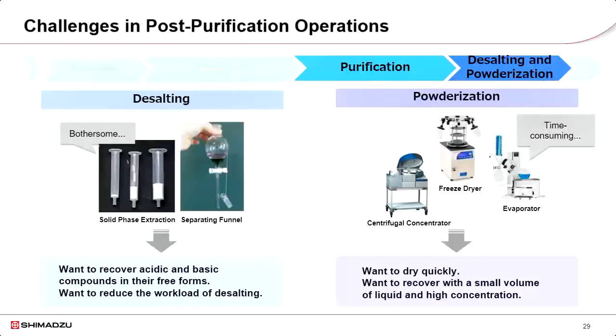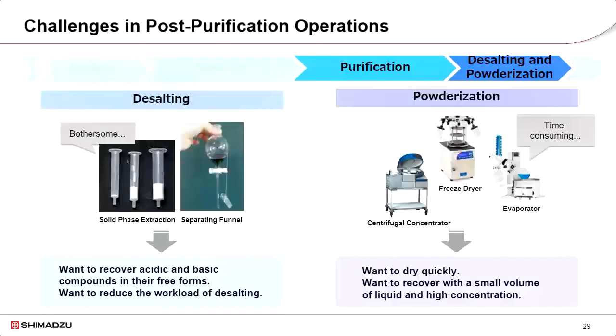As shown on this slide, do any of you encounter challenges or concerns related to the purification and powdering stages? Let's begin with the purification process. Depending on the intended use for the next steps, it's often necessary to remove salts that are contained in the mobile phase used during purification. Additionally, in cases where acidic or basic compounds need to be recovered in their free forms, many people resort to solid phase extraction columns or liquid-liquid extraction using separatory funnels. However, performing purification tasks manually can be cumbersome, and concerns about sample loss during processing may arise.